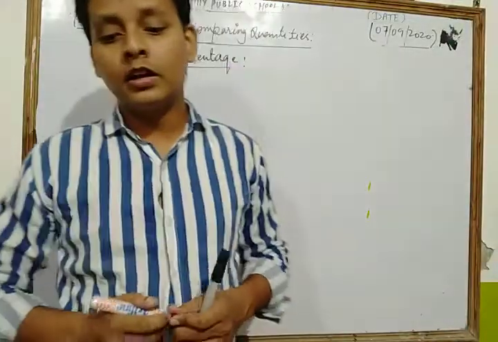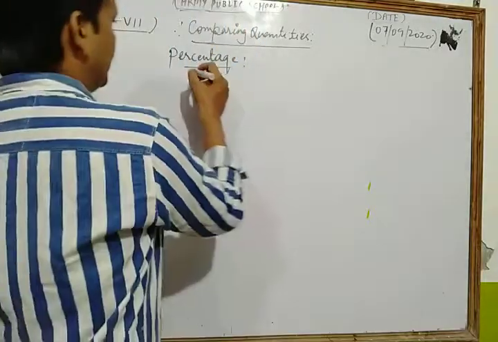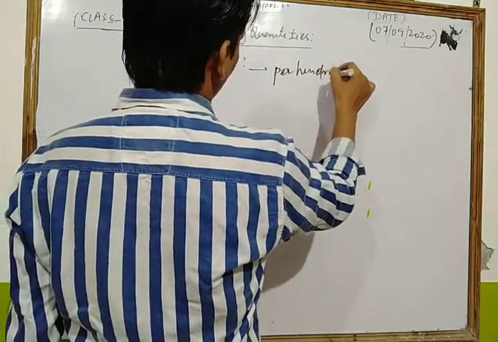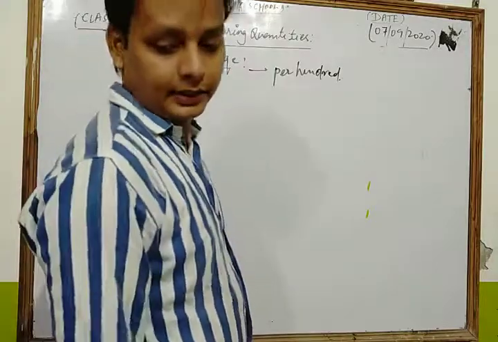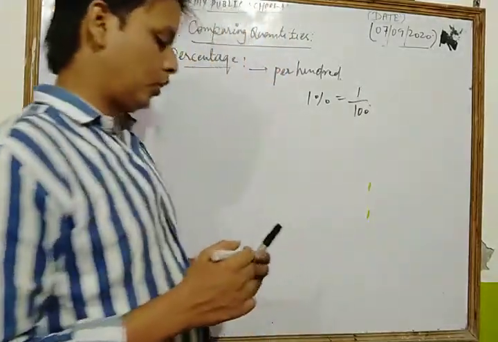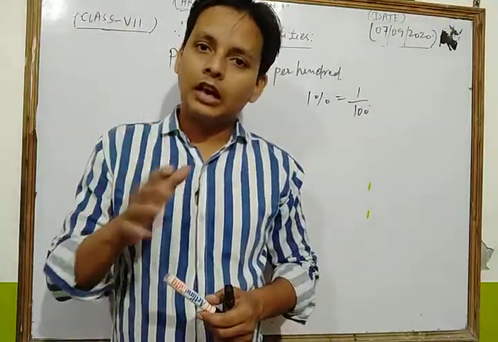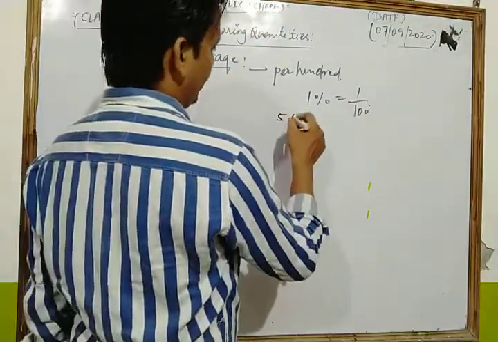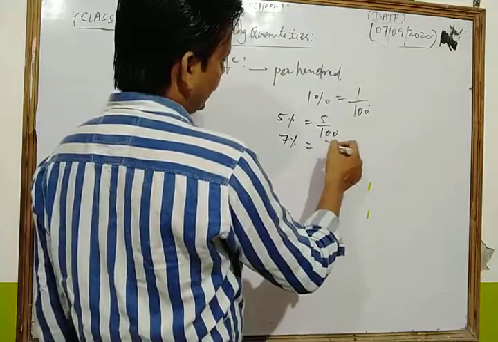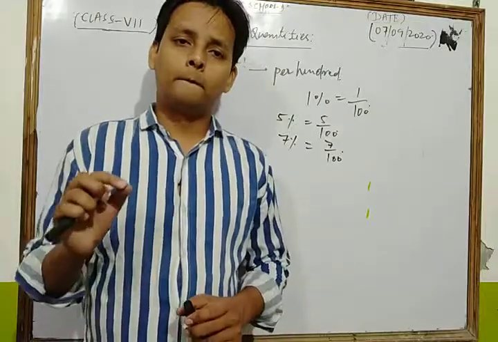Dear students, percentage is derived from the Latin word per centum, meaning per hundred. Percentage simply means per hundred. If we write 1%, then you can say 1 upon 100. So 1% means 1 upon 100. If we write 5%, then you can write 5 by 100. If we write 7%, then you can write 7 by 100. The general concept of percentage is just per 100.